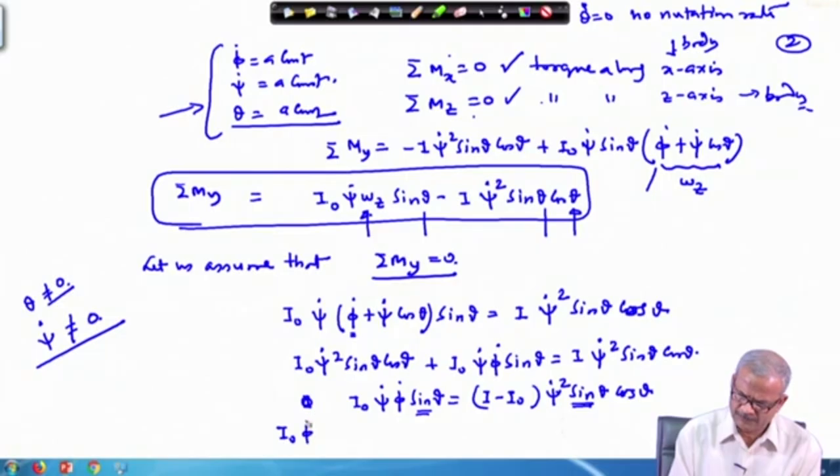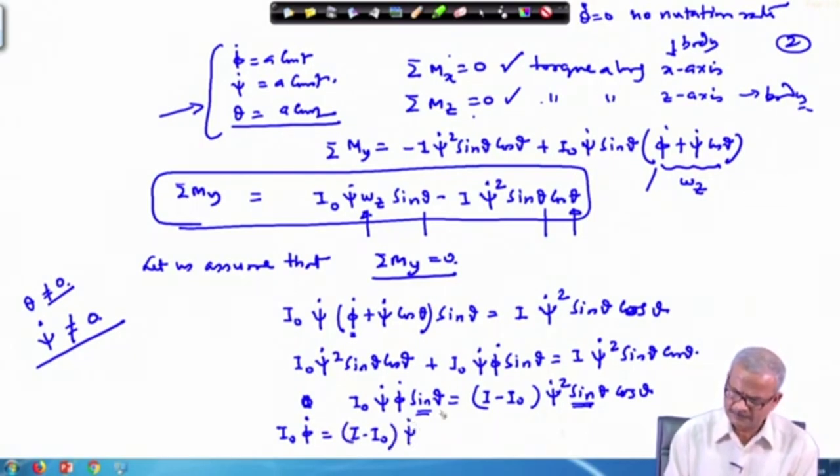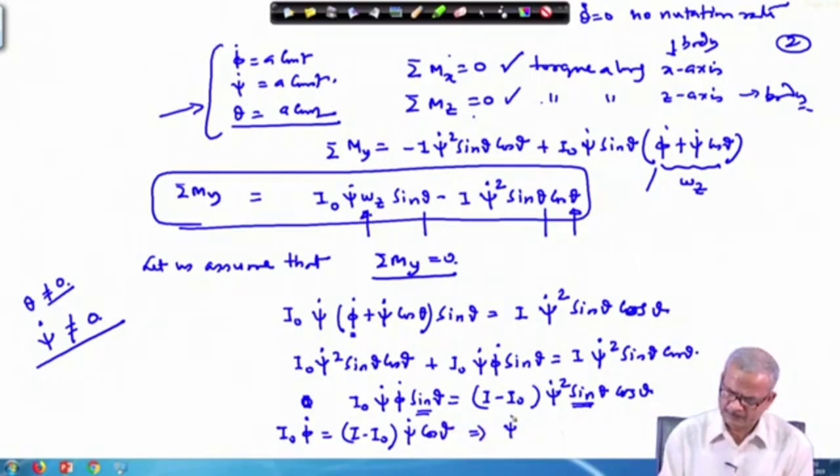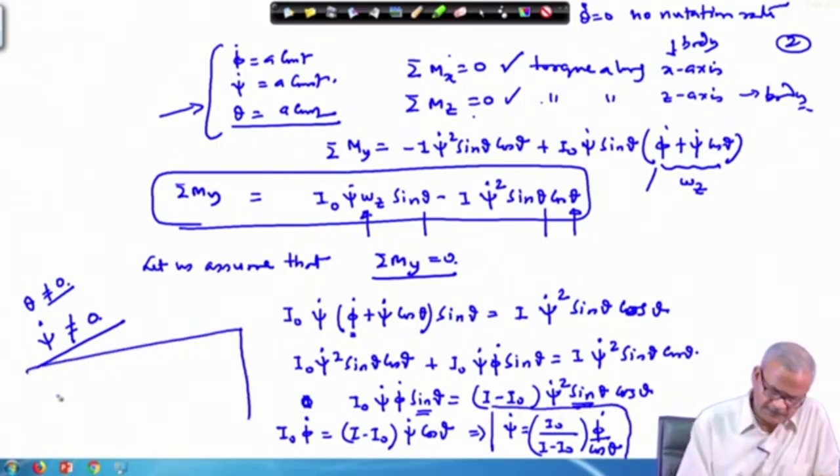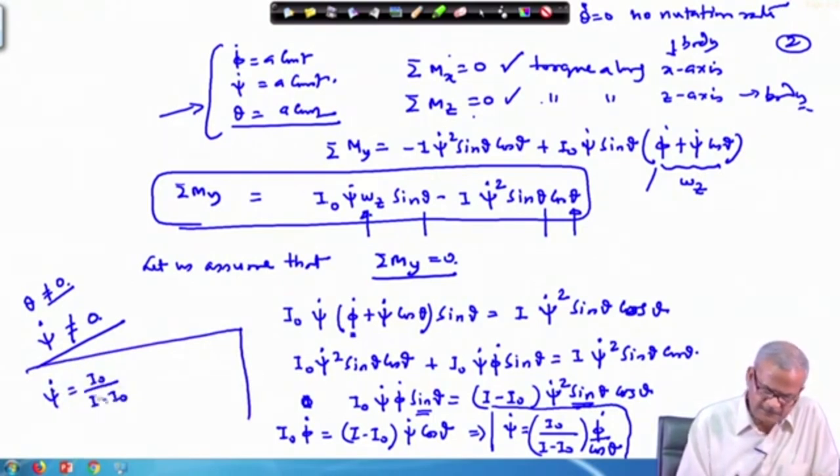So, in that case we can cancel it like this, and I_0 times phi dot equal to (I minus I_0) psi dot cos theta. So, this implies psi dot equal to I_0 divided by (I minus I_0) times phi dot divided by cos theta. Means the equation we have got here is psi dot equal to I_0 divided by (I minus I_0).